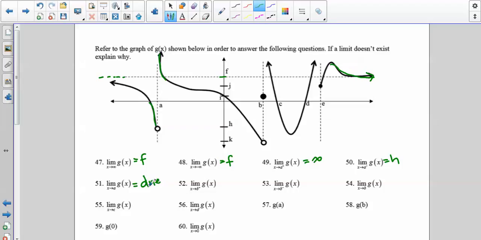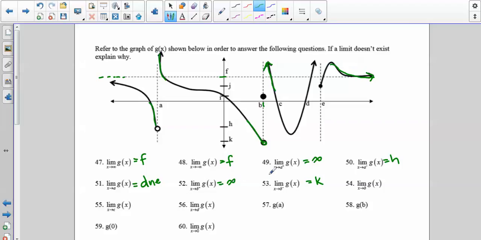exist. The limit as x approaches b from the right. So here's b. As we approach b from the right, looks like we're going to positive infinity. As we approach b from the left, looks like we're going to k.